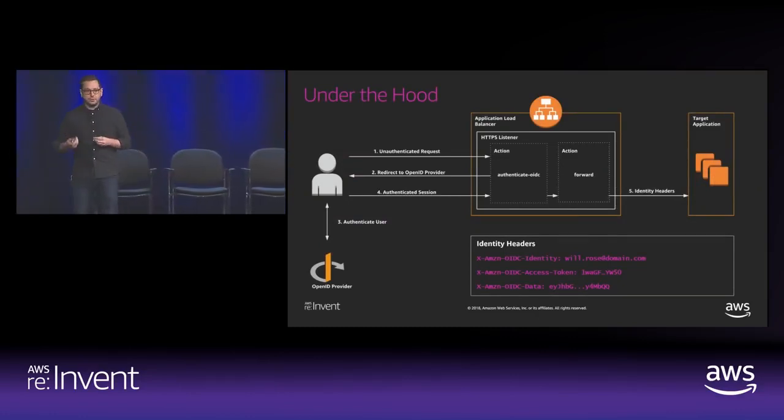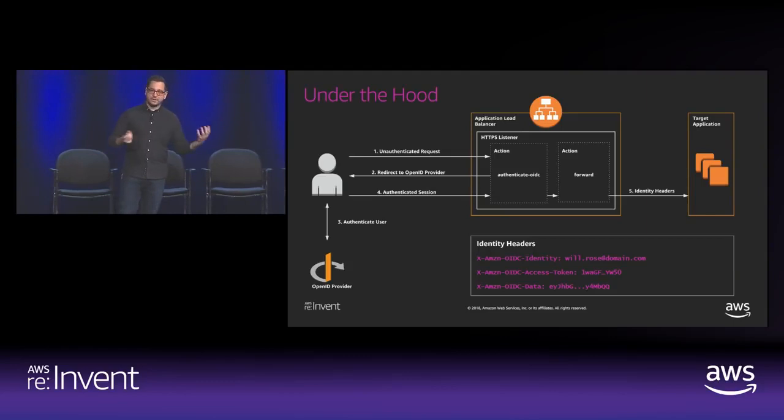At the heart of it is a new action type for application load balancers. So the actions are attached to rules, the rules themselves are attached to listeners, and all the routing content or path or whatever it may be, all that still applies. The Authenticate OIDC action, though, does a lot of heavy lifting for you under the hood.